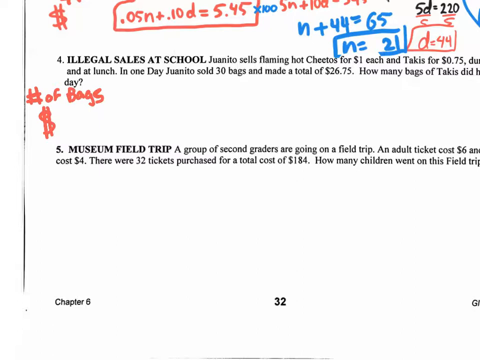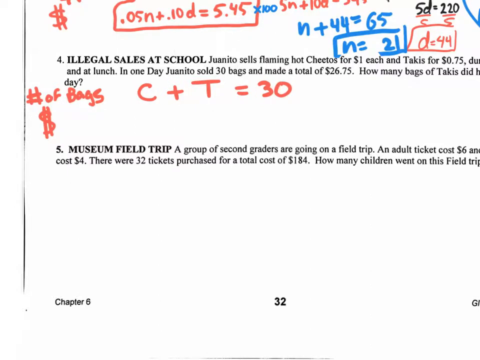Okay. So the first equation based on the number of bags, well, do we know how many Cheeto bags he sold? No. So we're just going to put C for the number of bags of Cheetos. And do we know how many Takis bags? No. So we're just going to put a T for the number of bags of Takis. Do we know the total bags that he sold on one day? It's 30. So C plus T is a total of 30. And this is an equation based on the number of bags, right? I don't know how many Cheeto bags, I don't know how many Takis bags, but I know when I add the bags together, it's a total of 30 bags.